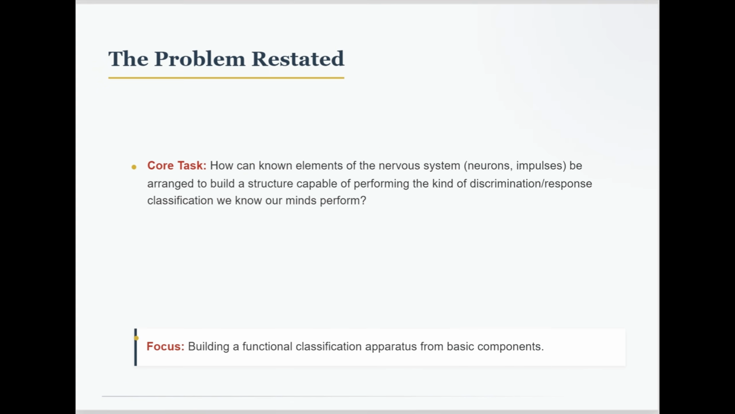So, let's bring it all home. We've established that we need to explain how our mental experiences arise. We've proposed that this happens via a neural system that performs a kind of classification. The fundamental question now becomes, how can we build such a classification system using the known building blocks of the nervous system: neurons, synapses, impulses? How can we arrange these elements to create a machine capable of sorting incoming information, distinguishing between different patterns, and responding appropriately, just like our brain does? Our task is to outline the principles of such a construction.